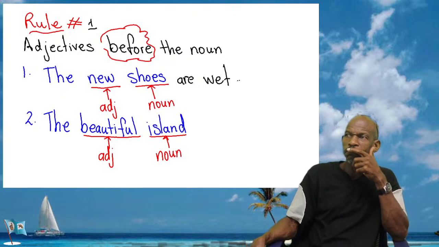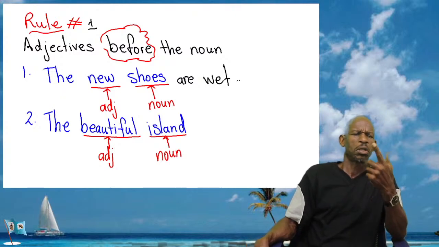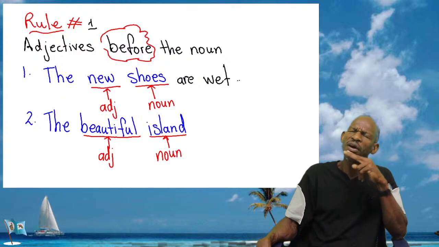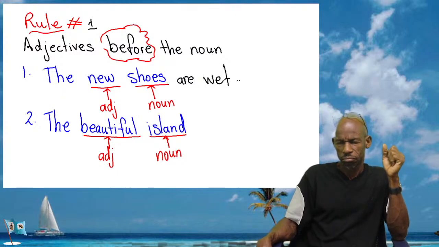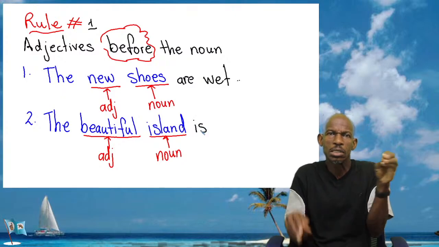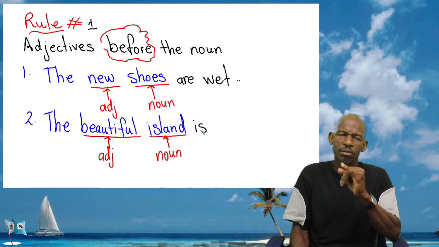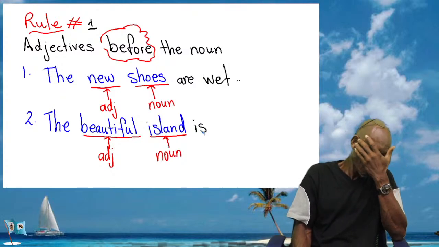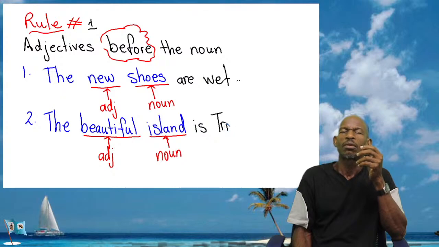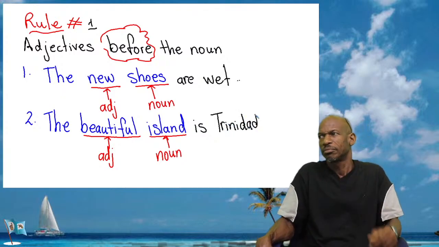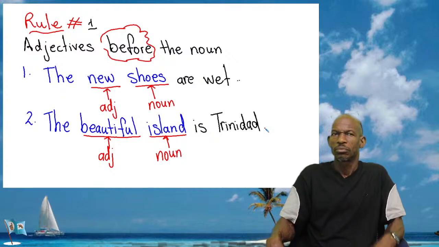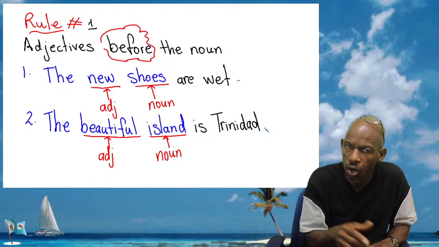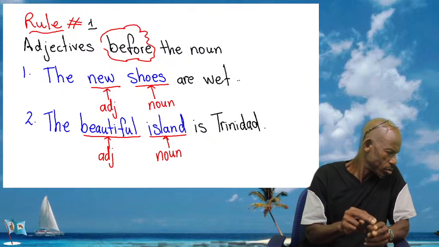But if I put the beautiful island, this sentence is not complete. I must put in a verb to tell me something. The beautiful island is, and I need to say what it is. Trinidad. And Trinidad is not an adjective. Trinidad is the name of a place. It is a noun.